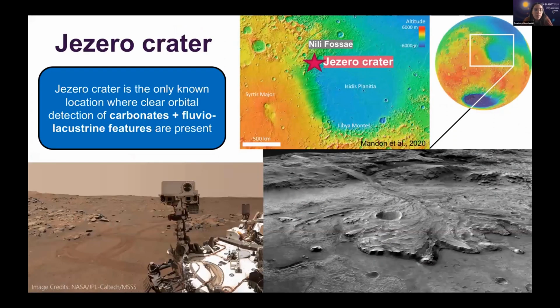Anyway, one thing that is very peculiar and unique about carbonates is that they are observed in only one case close to a fluvio-lacustrine feature, and this is the case of Jezero crater. Jezero crater, as you know, was chosen as the landing site for the Perseverance rover. One of the reasons why it was chosen is because here is the only known location on Mars where we have a clear carbonate detection and a fluvio-lacustrine feature, and that is very interesting to analyze.